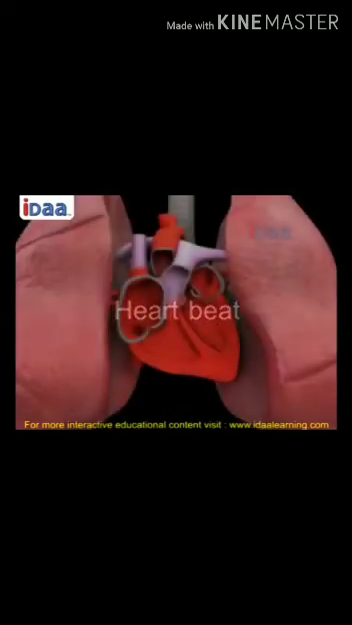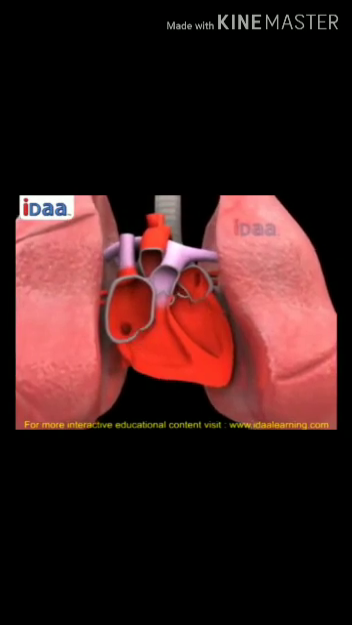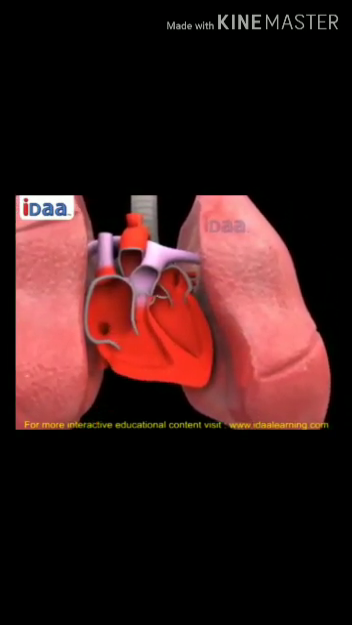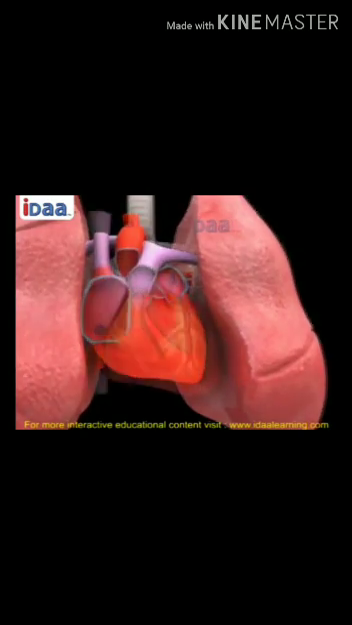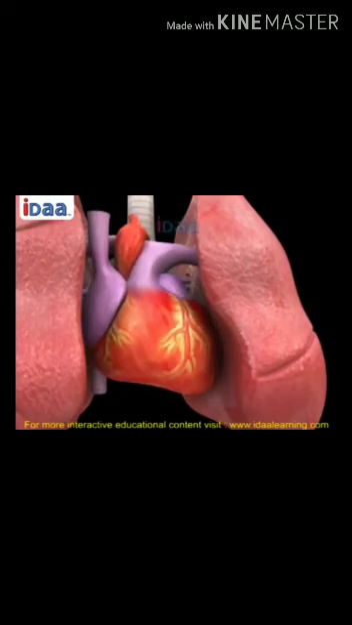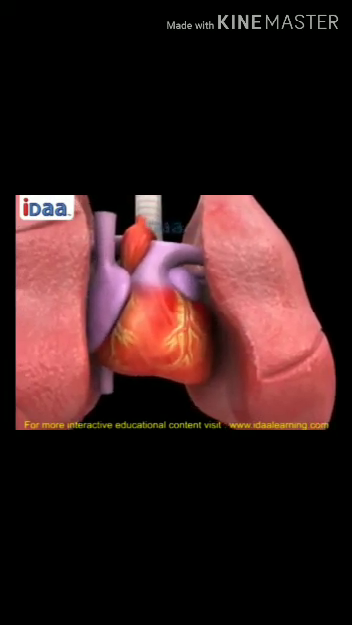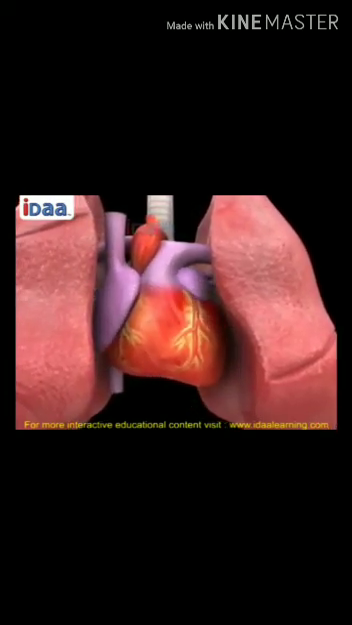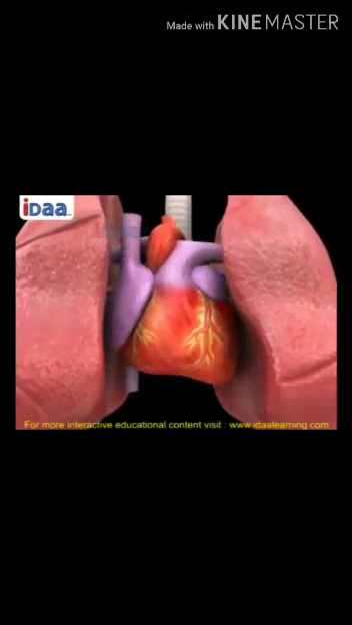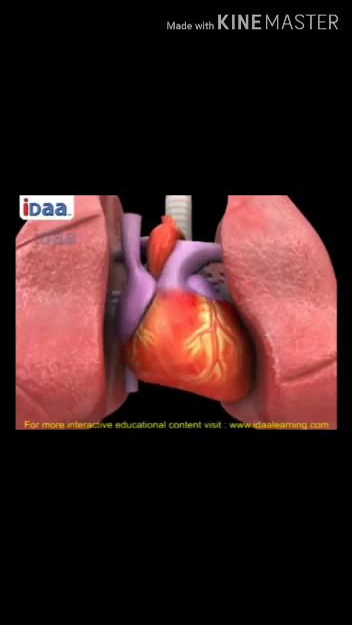Heartbeat. The walls of the heart are made up of muscles. Muscles exhibit contractions and relaxations rhythmically at regular intervals. These contractions and relaxations are responsible for the heartbeat. One contraction of the muscles followed by its relaxation is called a heartbeat. Due to this rhythmic beating of the heart, circulation of blood and transport of substances to various parts of the body is possible.